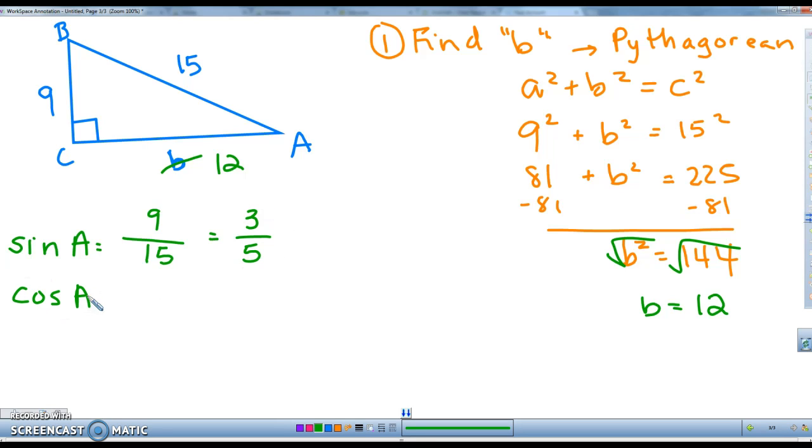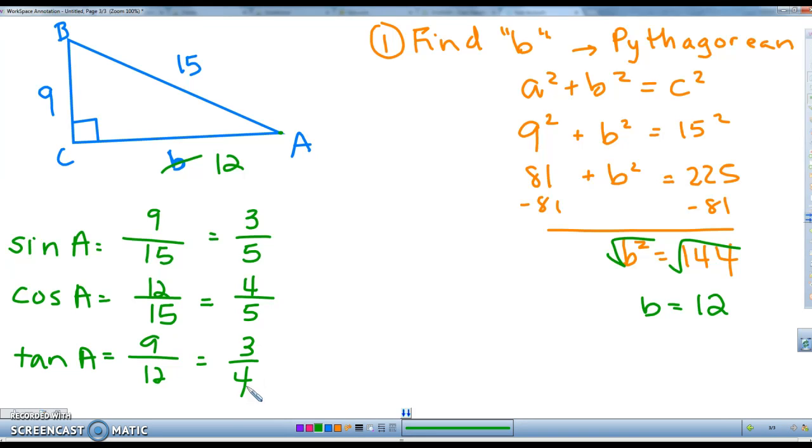If I wanted to do the cosine of a, I'm looking at the leg adjacent to a, which would be the 12, over the hypotenuse 15. Again, we can simplify that down. If I divide both top and bottom by 3, I would get 4/5. And then I can look at the tangent of a, which we know is the side opposite, that 9, over the side adjacent, 12. And if we divide these both by 3, we will get it as 3/4. Okay?